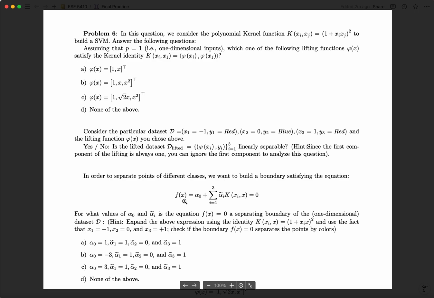So we're given several options, and the question is which one of these options for alpha 0 and alpha tilde provides a valid equation corresponding to our nonlinear decision boundary. And we can go through these and figure it out.